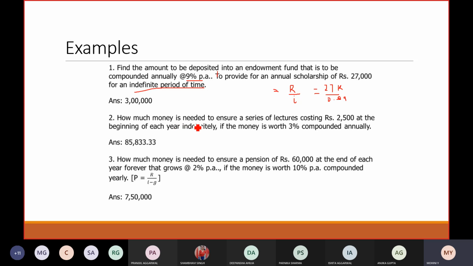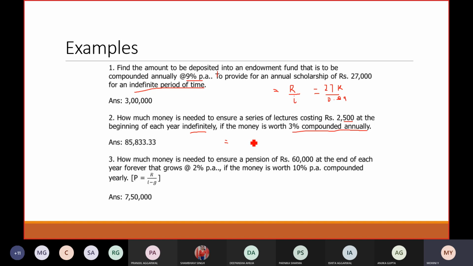Next question. How much money is needed to insure a series of lectures costing rupees 2,500 at the beginning of each year indefinitely if the money is worth 3% compounded annually? Okay, so we have been given R and it is at the beginning. So beginning में हमारी direct वो है, that is R. How much money is needed to insure? हाँ, present value निकालनी है ना, so it will be 2,500 divided by 3%.